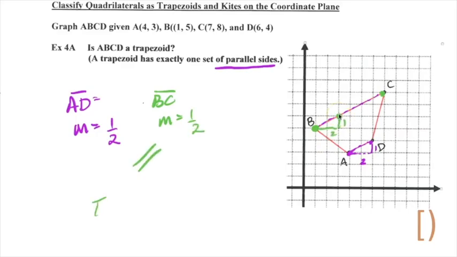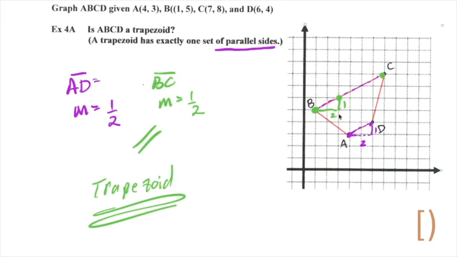It's a trapezoid. Now, if they want to, we can figure out if it's an isosceles trapezoid. I can find the distance between these guys, but it doesn't look isosceles. Anyway, that's the lesson.